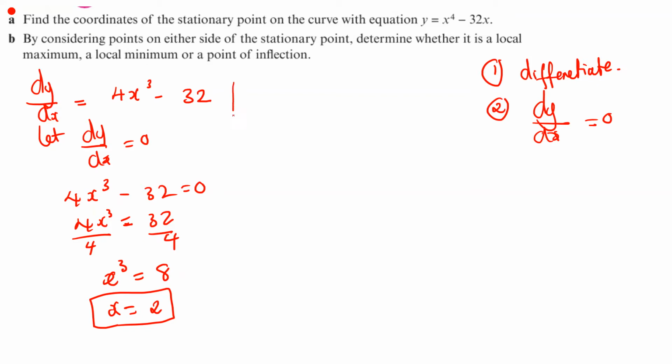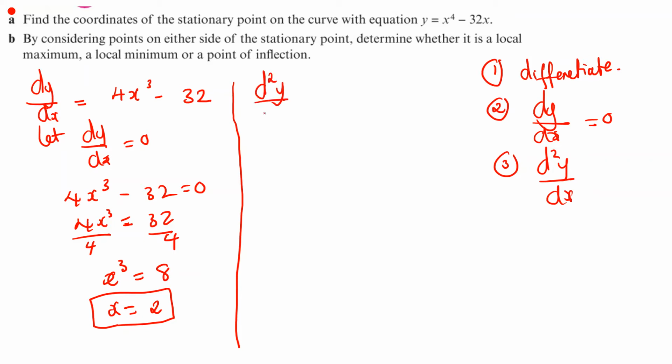I'm going to find the d2y dx squared. So I'm going to differentiate again basically. So let's take the 4x cubed and differentiate that again. And that will give me 12x, and that's it. Okay, 12x squared, I do apologize. So now I have 12x squared. So the final step that we want to do is substitute x into d2y over dx squared.